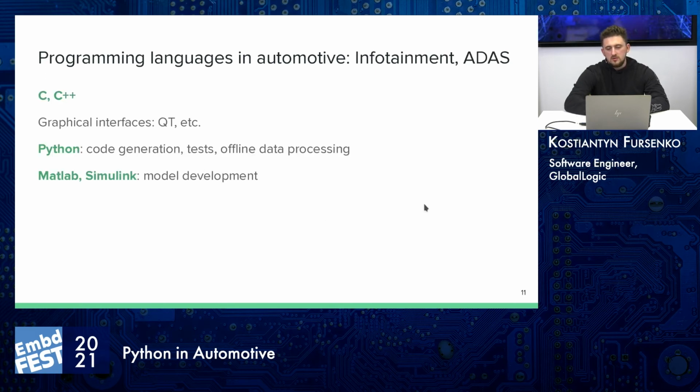In infotainment and ADAS, C and C++ are used as well, as graphical user interfaces were built, for example, with Qt. Python is used for code generation, for testing, and for data processing. There's a lot of data that needs to be processed. Part of the code is generated as well, and some models are used, for example, MATLAB or Simulink.